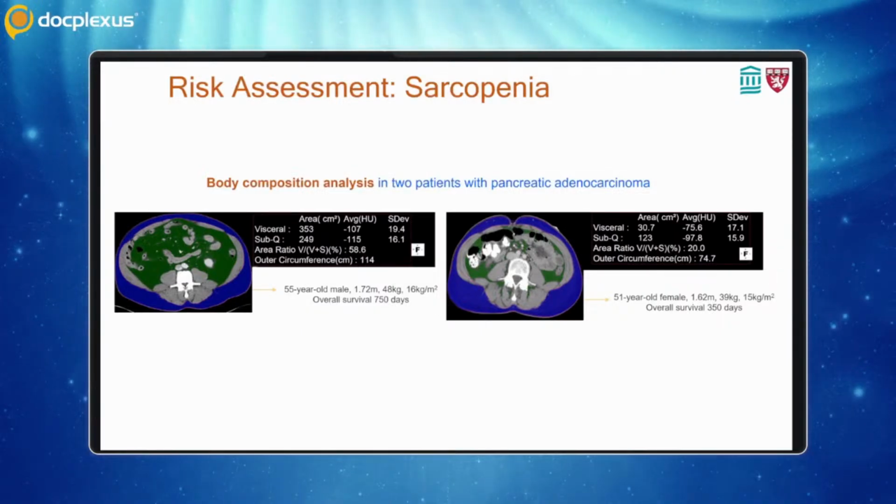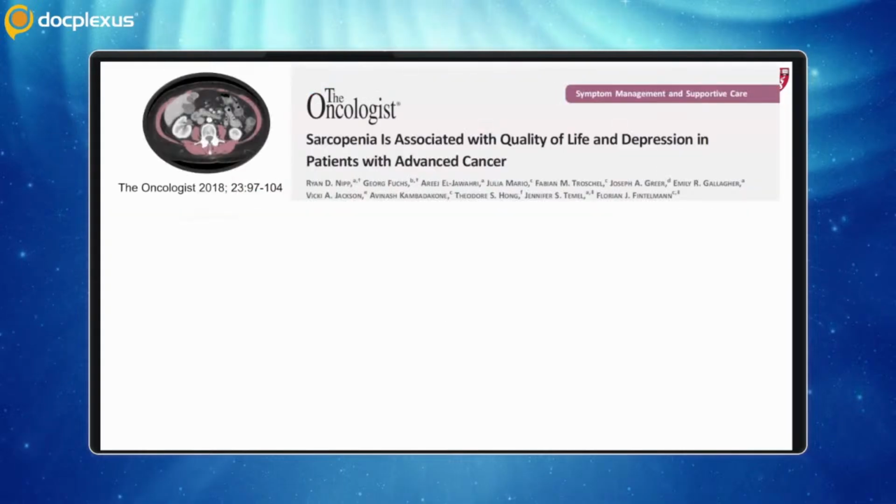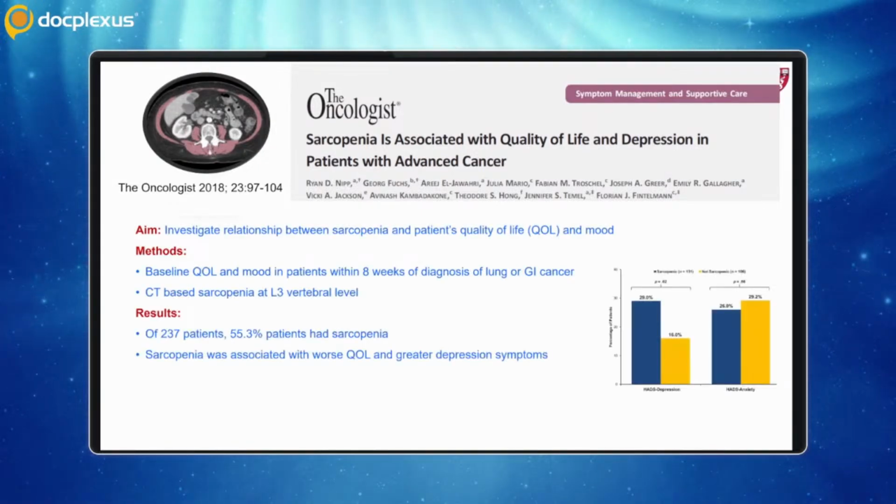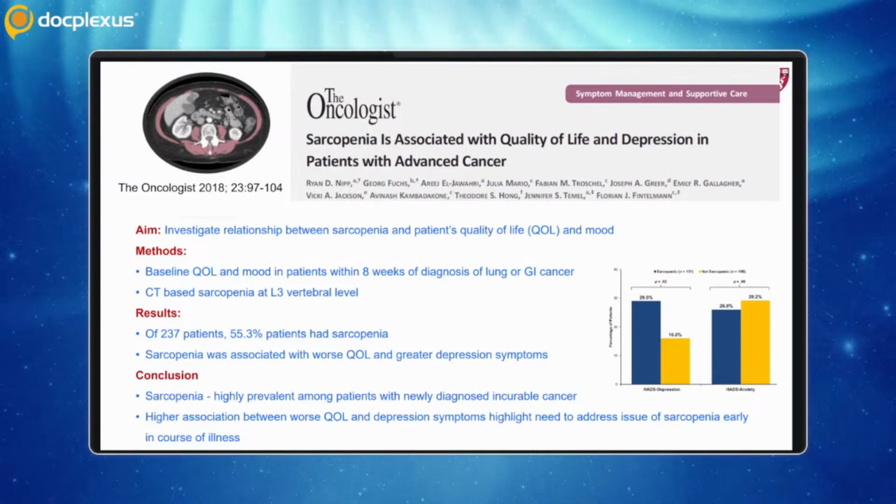In fact, we looked at MGH, we looked at the value of body composition and sarcopenia, and its association with quality of life and depression. What we found was that sarcopenia on imaging was highly prevalent in patients with newly diagnosed incurable cancer, including pancreatic cancer, and there was a higher association between worse quality of life and depression symptoms in those patients who had sarcopenia, highlighting the importance of addressing sarcopenia early in the course of illness.